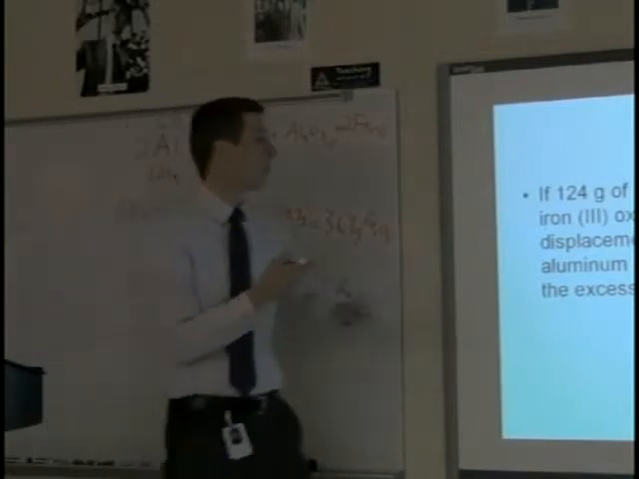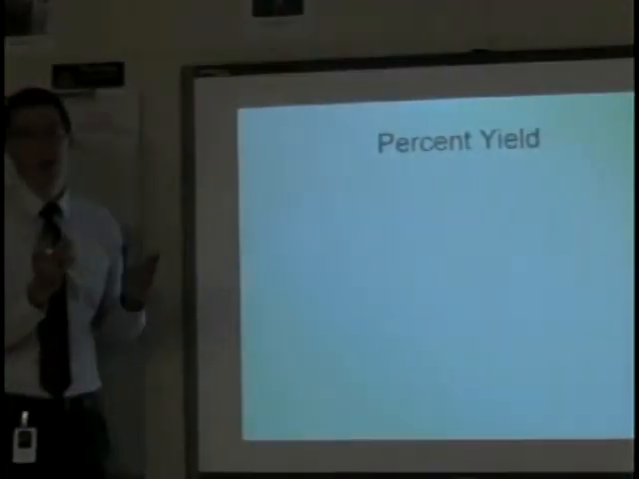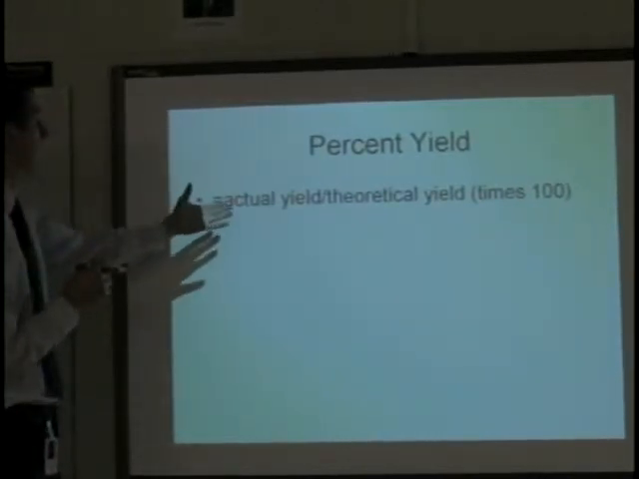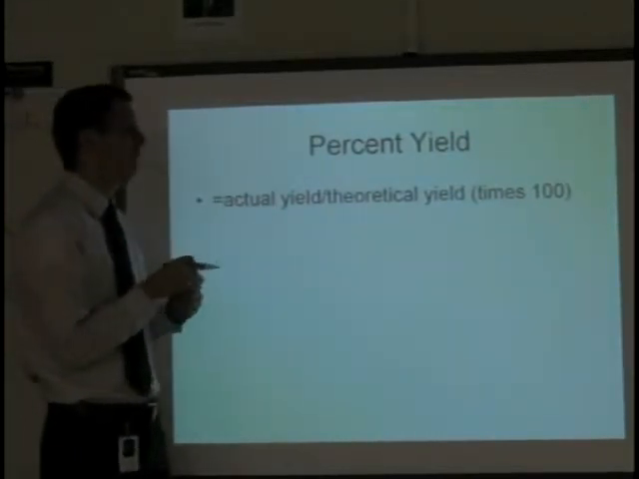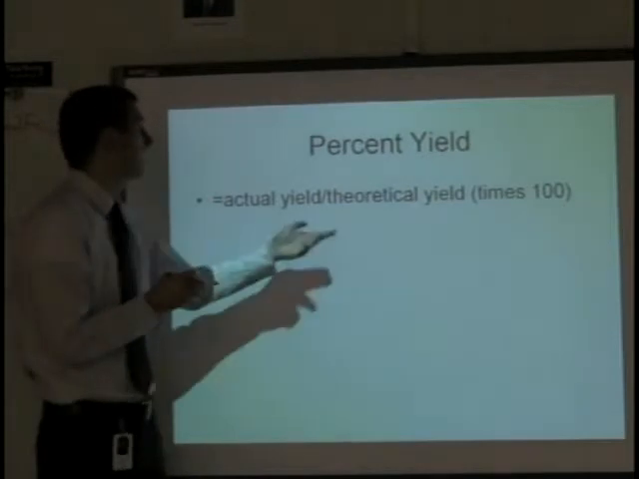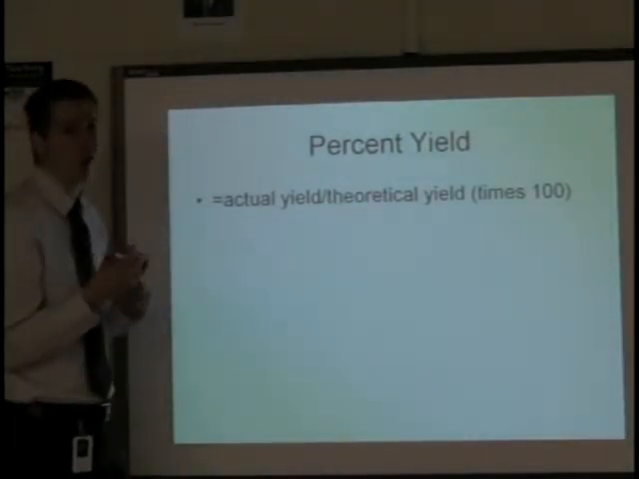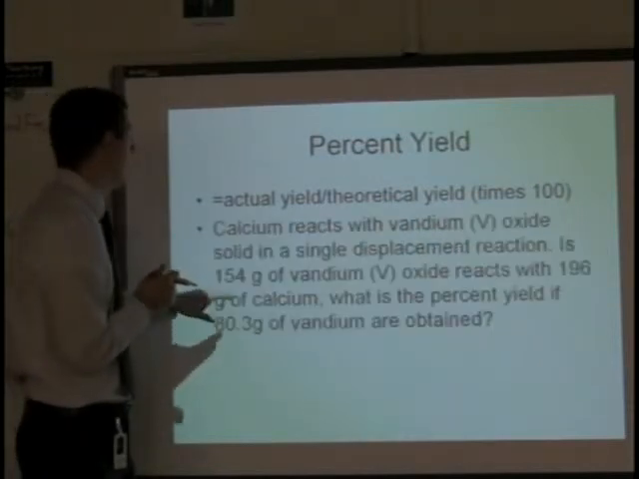There's one more question to do with this, and that's on percent yield. Percent yield is an application of limiting reagent. Percent yield is taking the actual yield, so how much you were able to actually get experimentally, divided by the theoretical yield, which is typically what stoichiometry tells us we should get, and then multiply that by 100.